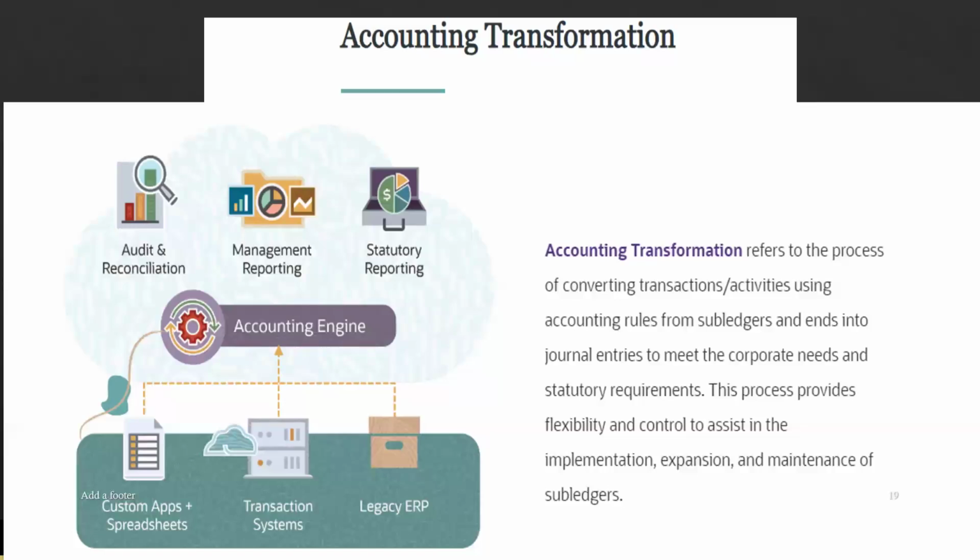So this is the accounting transformation process. We transfer every line of the business transaction into GL. Before transforming into GL, we will convert it into journal entries. So in the form of journal entries, we transform every business transaction into GL. This is called the accounting transformation process.